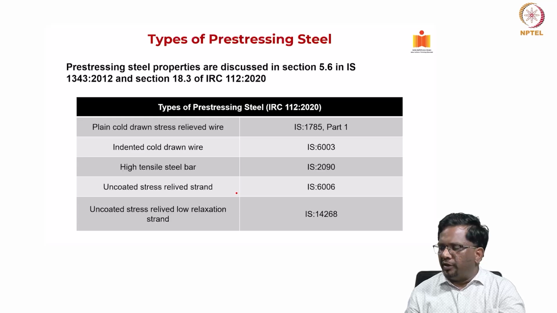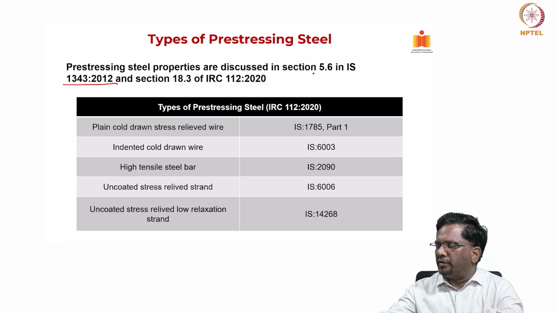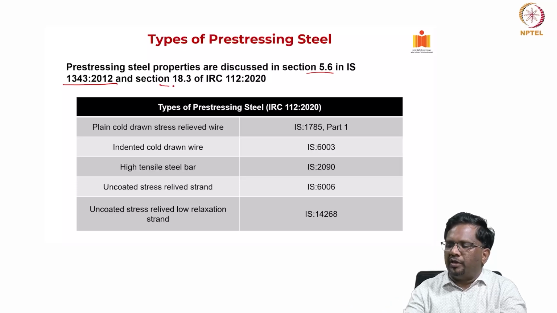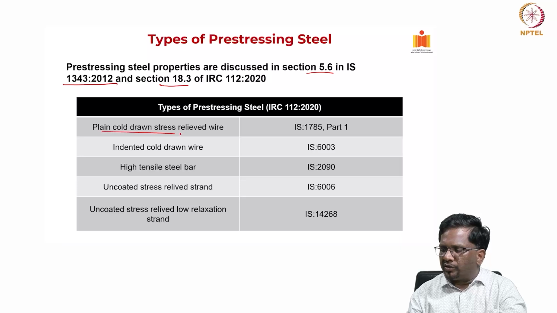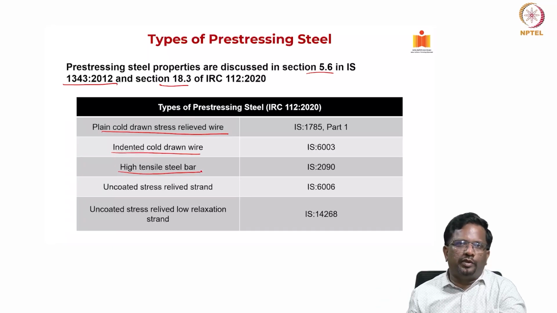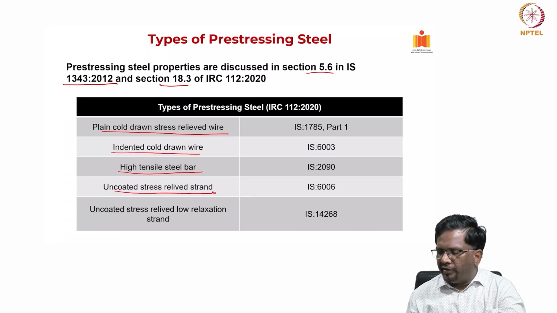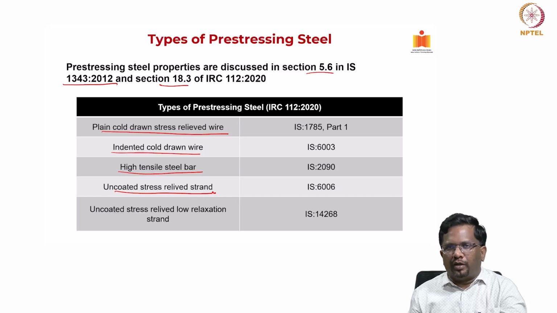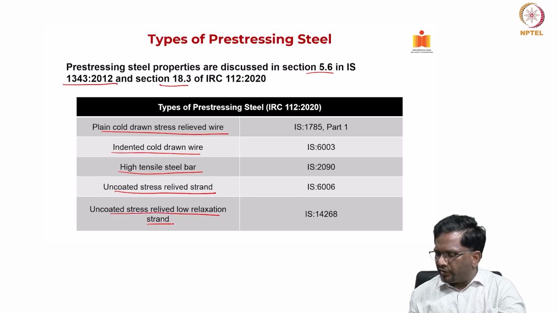Now, pre-stressing steel properties, if you look at IS 1343, are discussed in section 5.6 and in section 18.3 of IRC 112. Now, you can see different types. As we said, the fundamental unit is a wire. We have plain cold drawn stress relieved wire, and indented cold drawn wire, and high tensile steel bars are available, and then we have uncoated stress relieved strand. We have uncoated stress relieved low relaxation strand. This is typically what is commonly used.